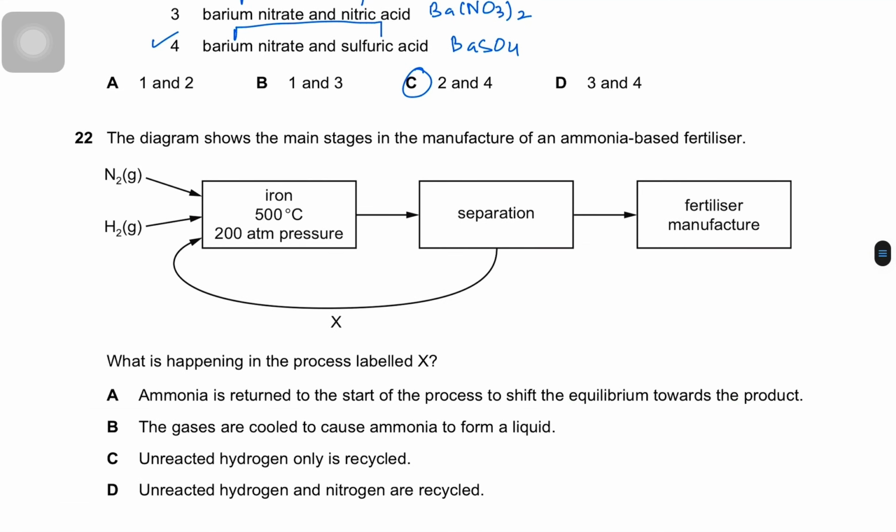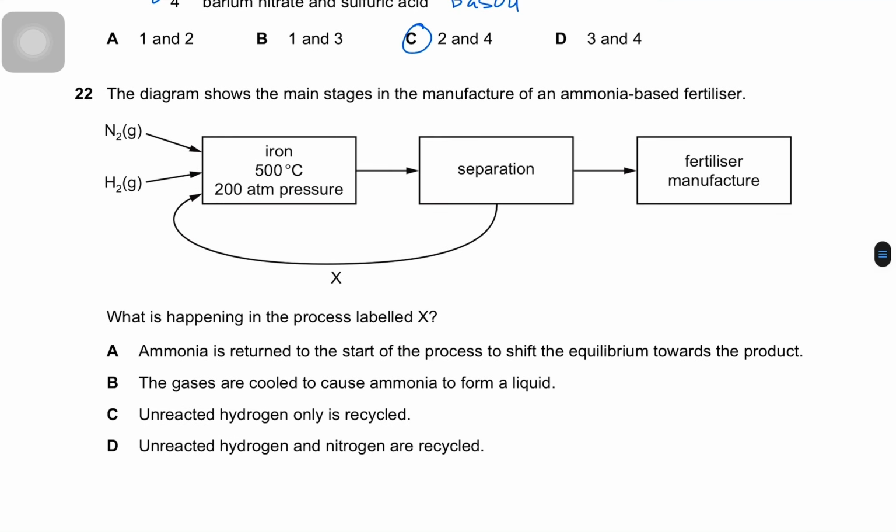The diagram shows the main stages in the manufacture of an ammonia-based fertilizer. Nitrogen and hydrogen are reacting in the presence of iron, and it's going to give you ammonia. Once separated, ammonia can be used to make fertilizer. What is happening in the process labeled X? Ammonia is returned to the start of the process to shift the equilibrium towards the product. That is not true. Why would you use ammonia to be sent into the main container again?